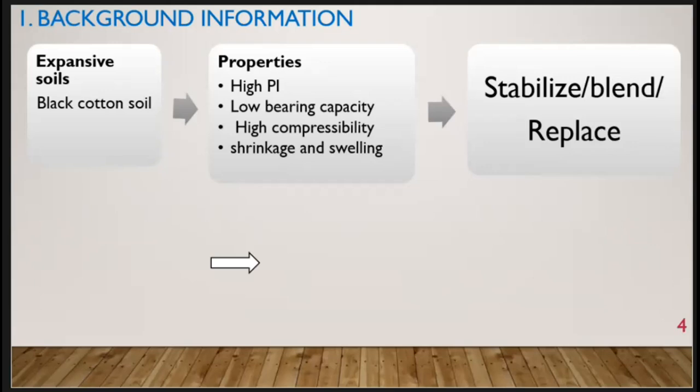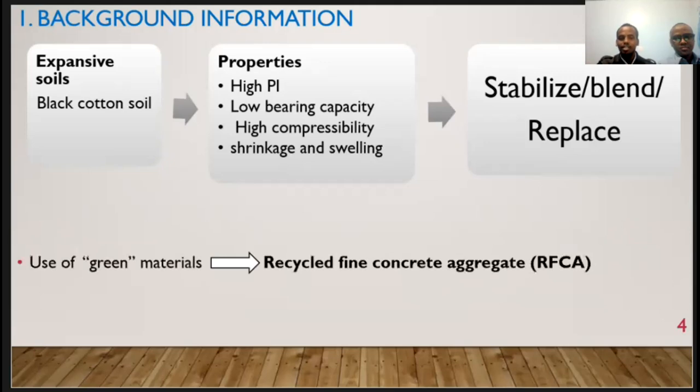As a result of the high cost of stabilizing material, for example, lime, it is therefore recommended to replace using green material, for example, recycled fine concrete aggregate that is locally available at a lower cost, to reduce the cost of construction as well as reduce the environmental hazards they cause.